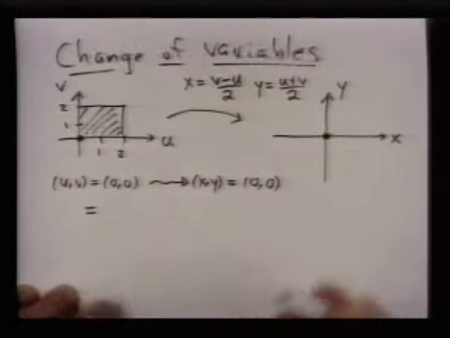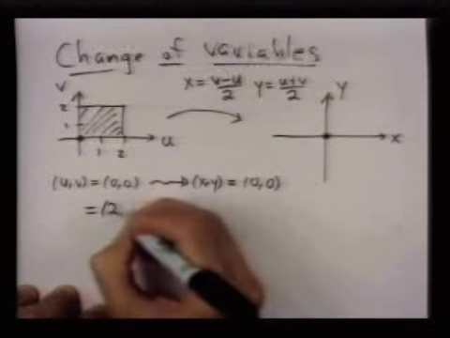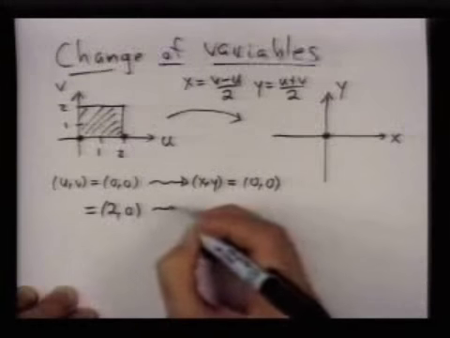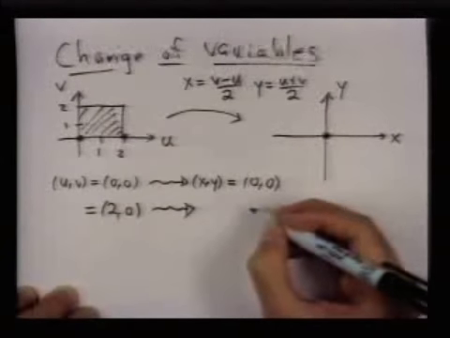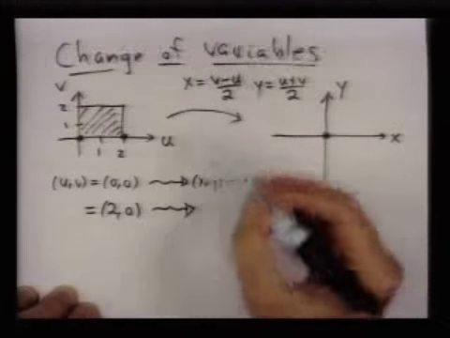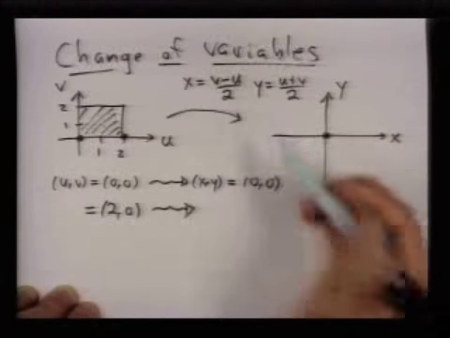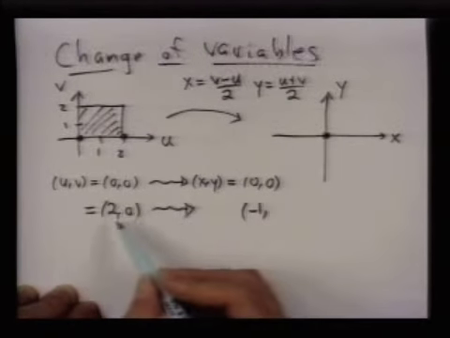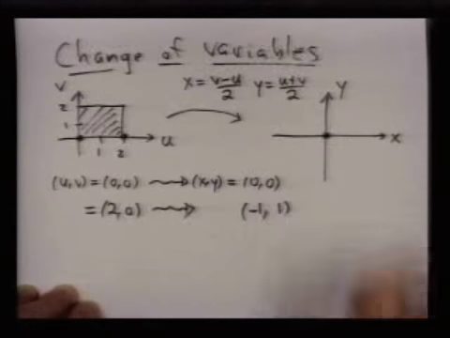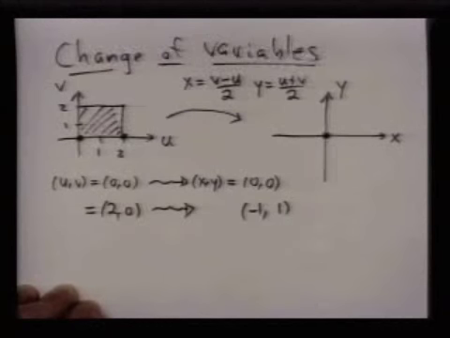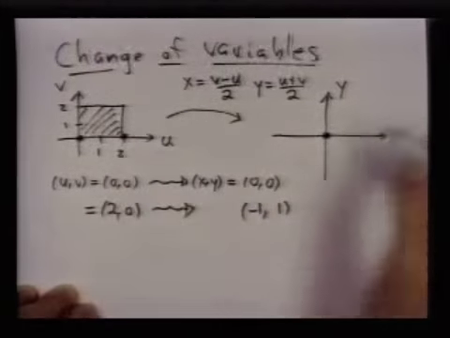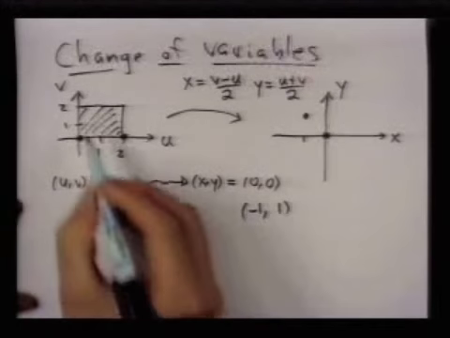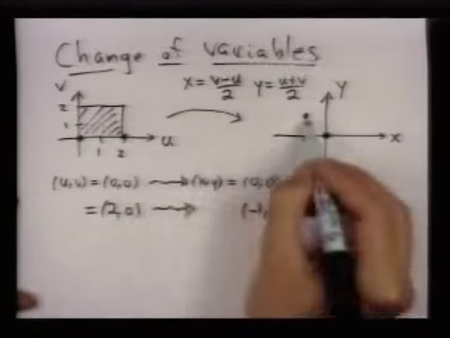Let's try another point. I could try one of the corners. The point 2, 0 in uv coordinates gets turned into what point? If u is 2 and v is 0, x will be -1, and y will be just 1, since (2 plus 0) over 2 gives you 1. So this point 2, 0 gets turned into that point there. And so this point goes there, this point goes there.